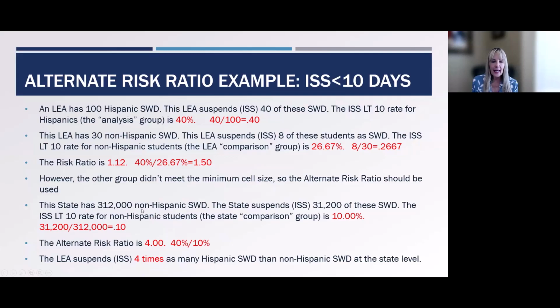So let's say that this state has 312,000 non-Hispanic students with disabilities, and statewide, 31,200 of them are suspended for an out-of-school suspension. So the ISS less than 10 rate for non-Hispanic students at the state is 10%. 31,200 divided by 312,000 equals 0.10. So the alternate risk ratio for this LEA, who suspended 40% of their Hispanic students, is 40% divided by the 10%, which equals 4.0. So this LEA suspends 4 times as many Hispanic students with disabilities than non-Hispanic students with disabilities at the state level.